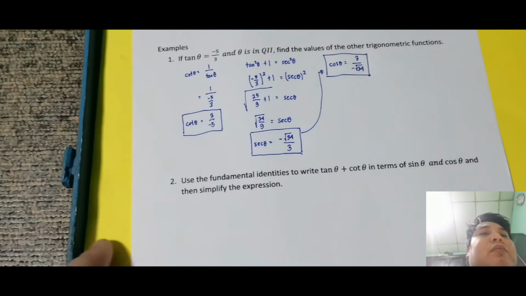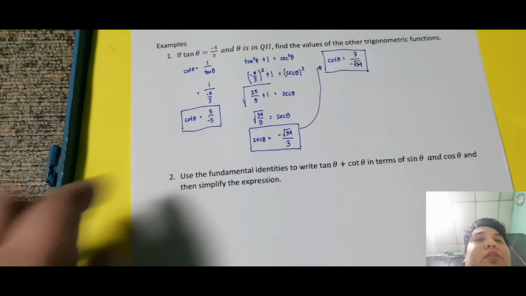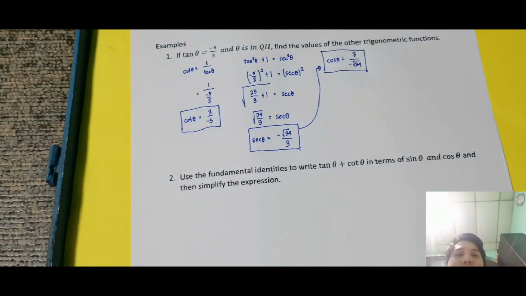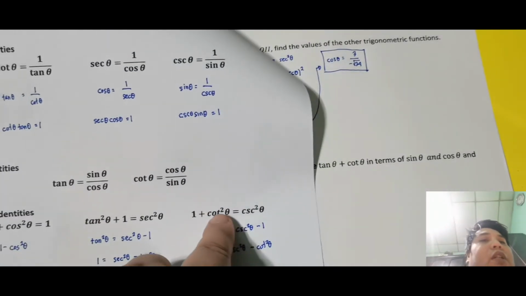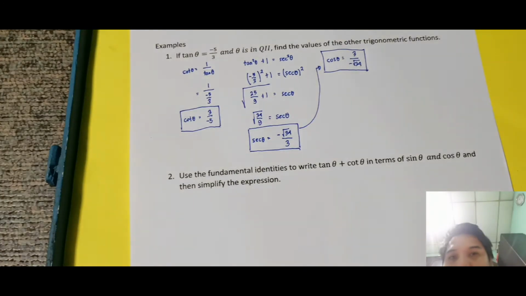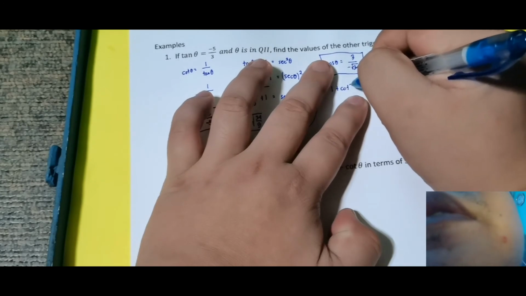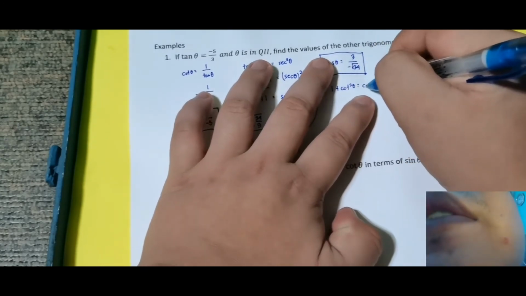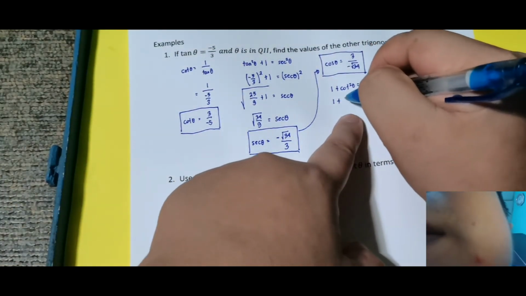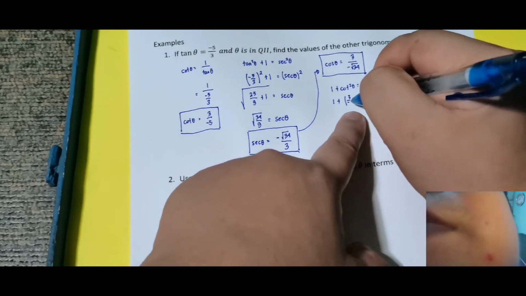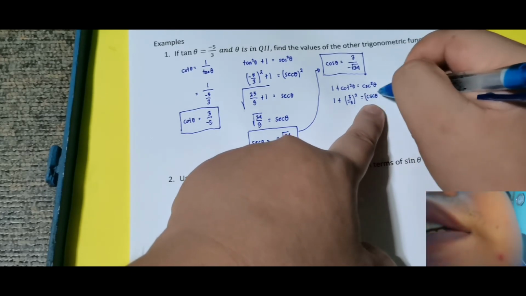Okay, next, ano nang kulang natin? May tangent na tayo, may cotangent, may secant, may cosine. Wala pa tayong cosecant saka sine. So knowing na may cotangent tayo, relation din siya kay cosecant. Tama. Si cotangent daw, 1 plus cotangent squared equal kay cosecant squared. So gamitin din natin identity na yun. So sabi 1 plus cotangent squared theta is equal to cosecant squared theta. Okay, then this is 1 plus cotangent, which is 3 over negative 5, squared, is equal to cosecant theta raised sa 2.